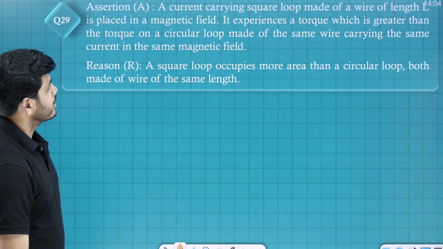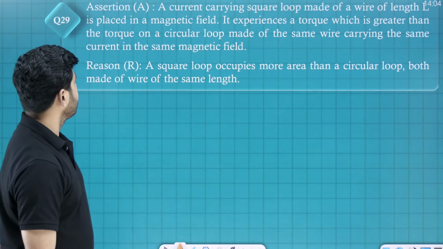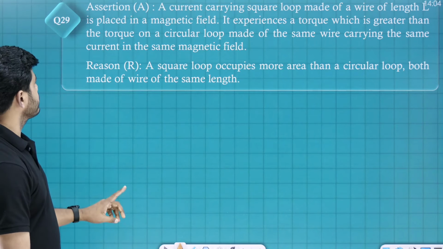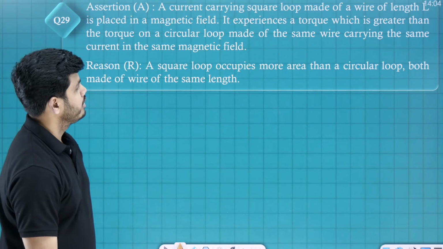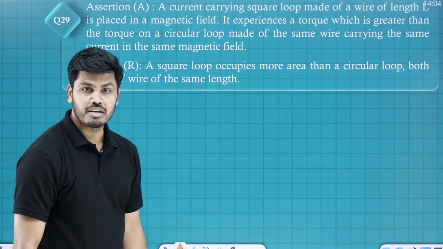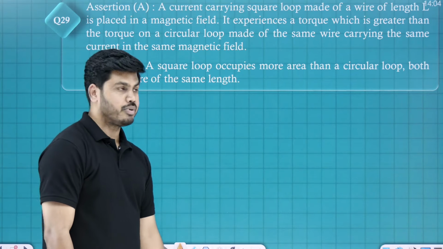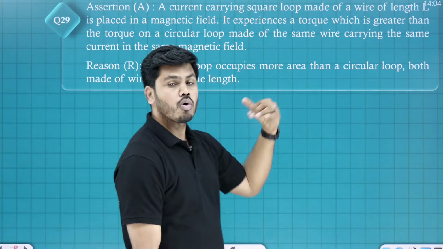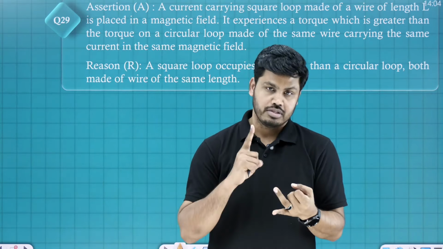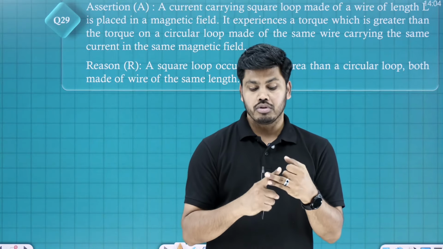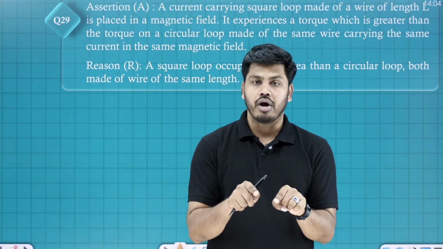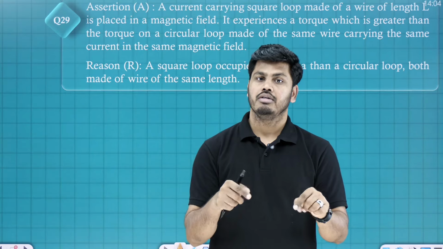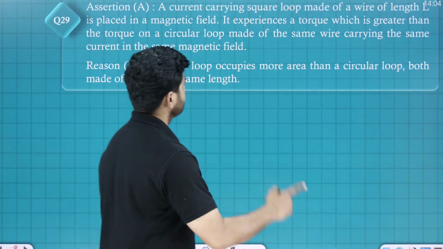29. A current carrying square loop made of wire of length L is placed in a magnetic field. Okay, it experiences a torque which is greater than the torque on a circular loop made of the same wire carrying the same current in the same magnetic field. That we have to check, right? Yes, we cannot decide by reading the statement. They are talking about comparing the torque acting on two loops. One is a square loop, one is a circular loop. And both the square and circular loop are made of one single wire. One wire is bent to form a circle, then later one wire is bent to form a square. Okay, so in which of them will there be more torque is the question.